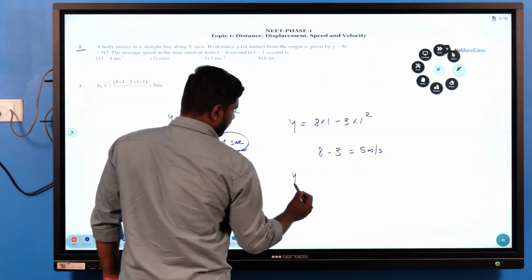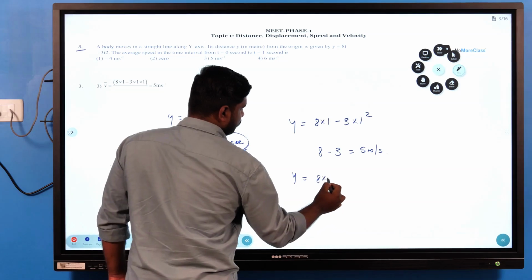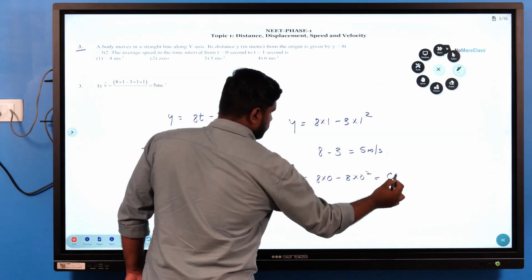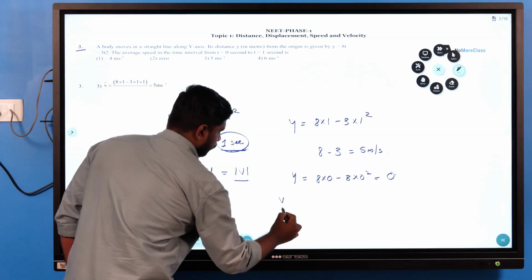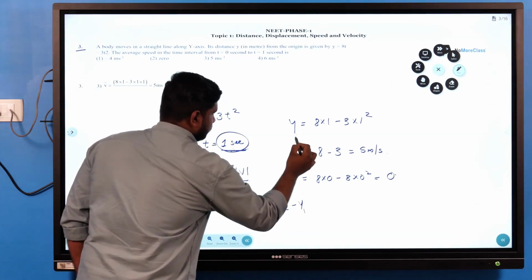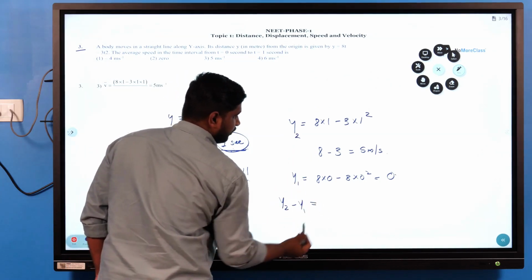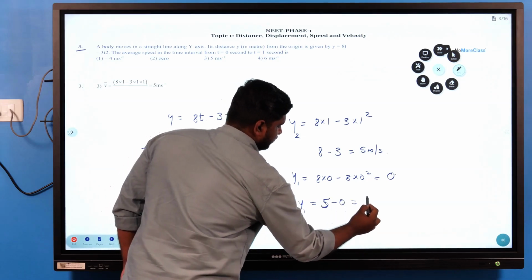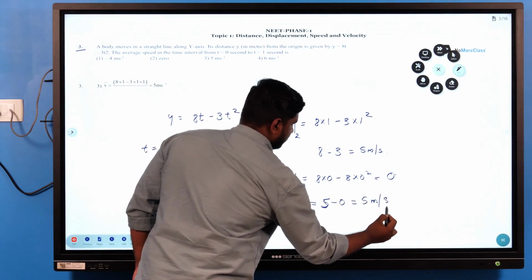And if we put y at time 0, so 8 into 0 minus 3 into 0 square, the whole thing will be 0. So the difference is y2 minus y1. This is y2, this is y1. So y2 minus y1 is 5 minus 0, that is 5 meter per second.